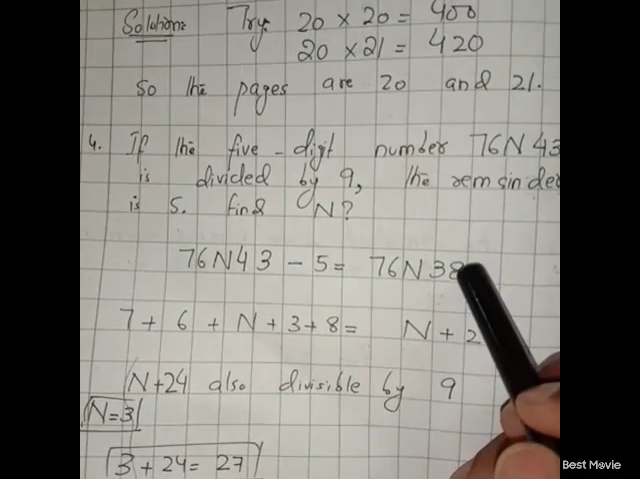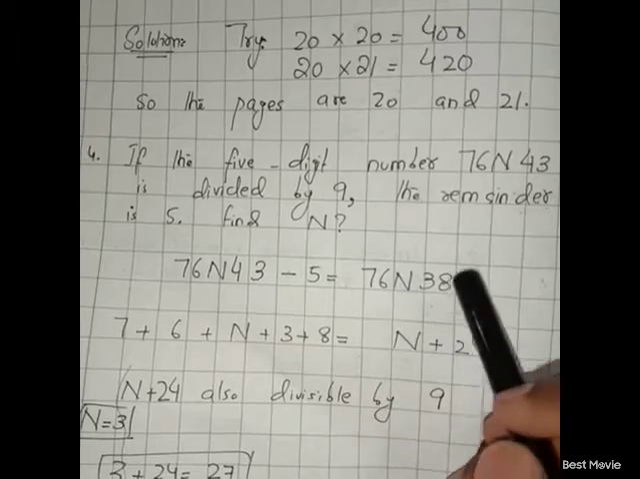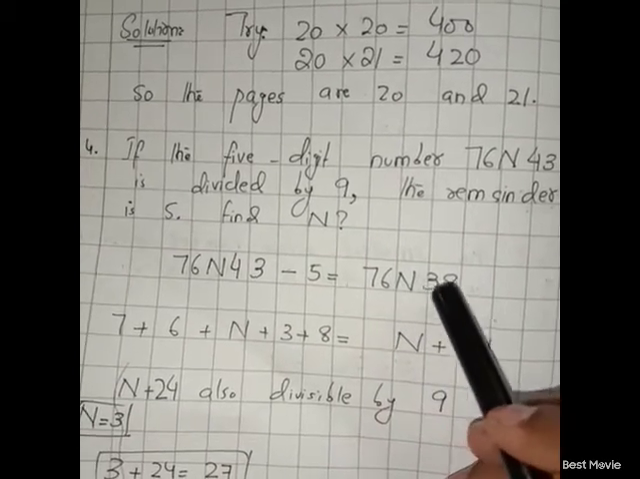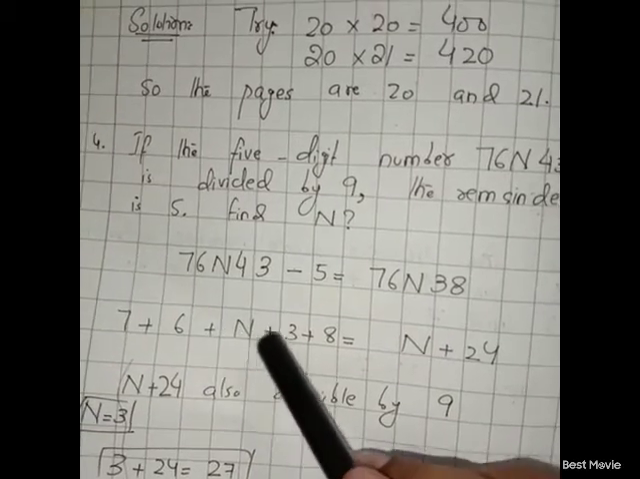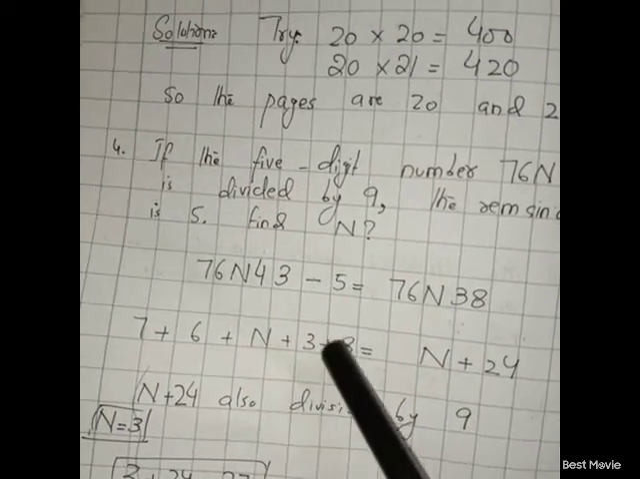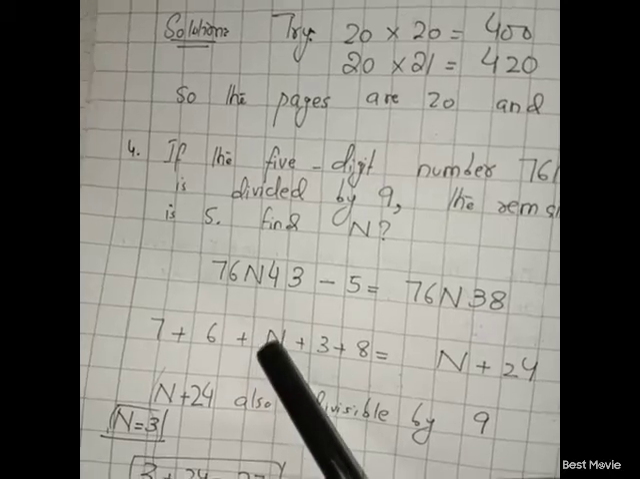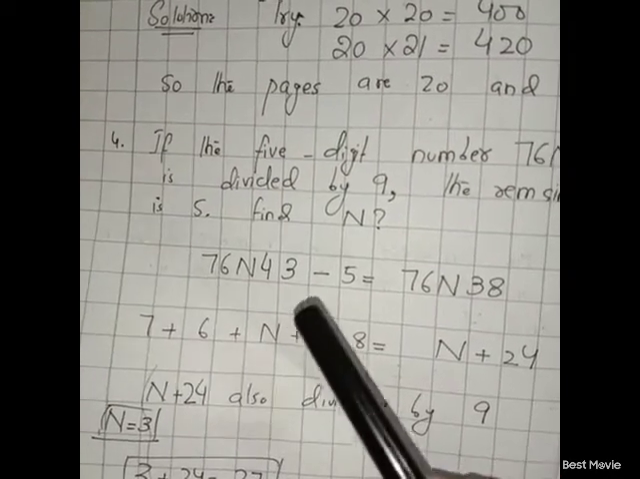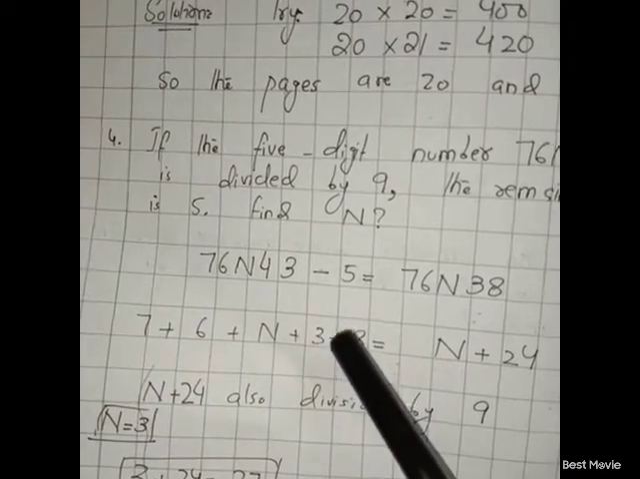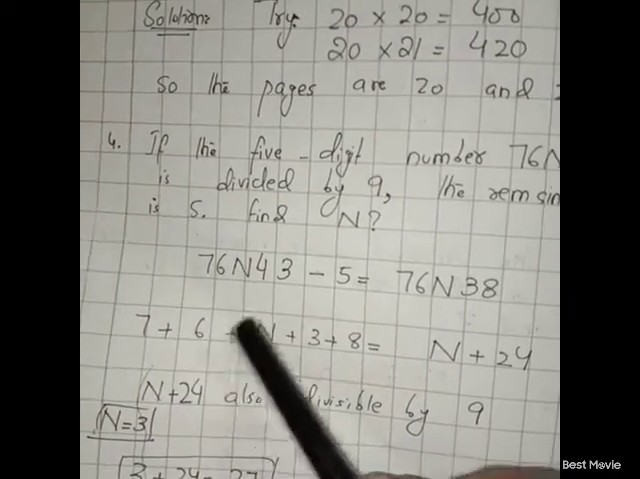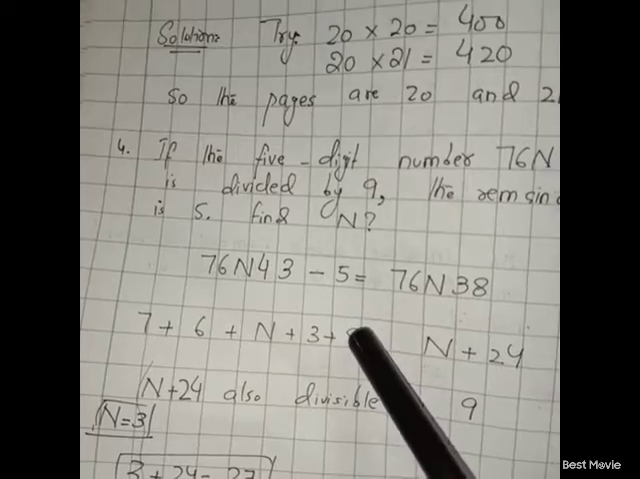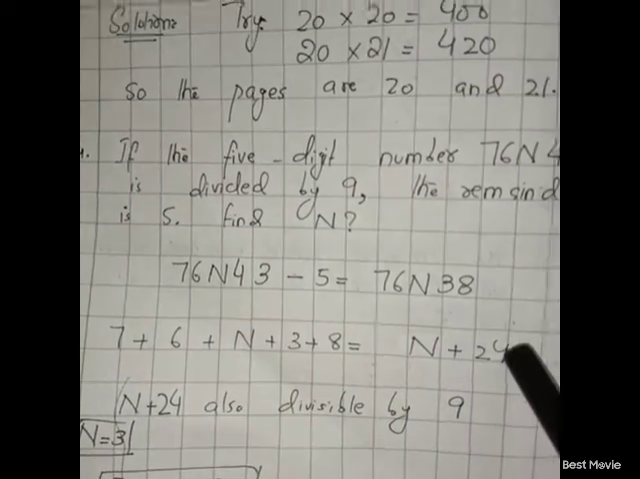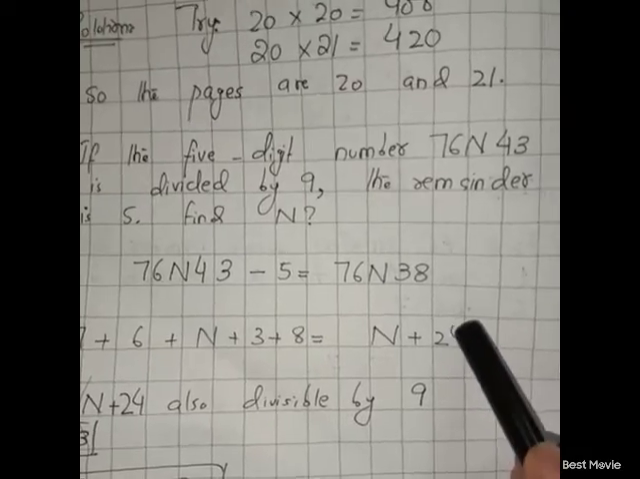Now for the divisibility test of 9, we have to add all these digits. We will add 7 plus 6 plus n plus 3 plus 8. Only one is a letter that we have to find, that is n. If we add 7 plus 6 plus 3 plus 8, the answer will be 24, because 6 plus 3 is 9, 9 plus 8 is 17, 17 plus 7 is 24. So n plus 24.